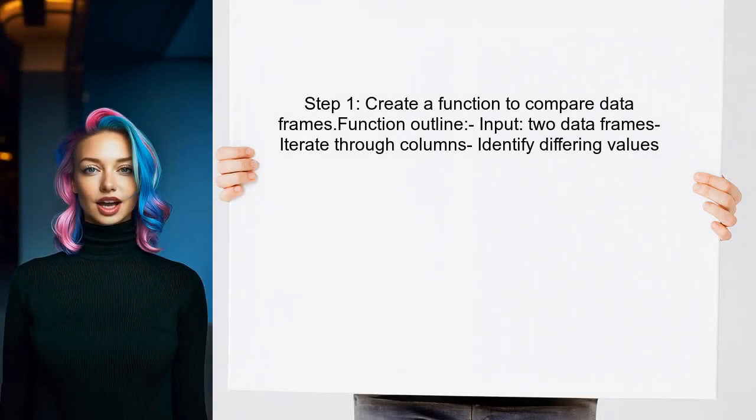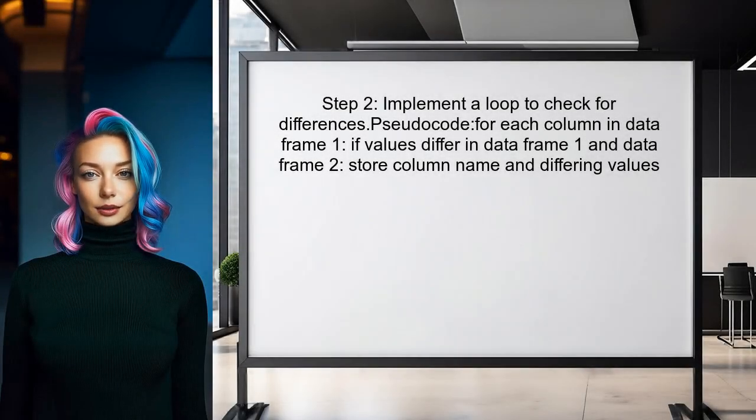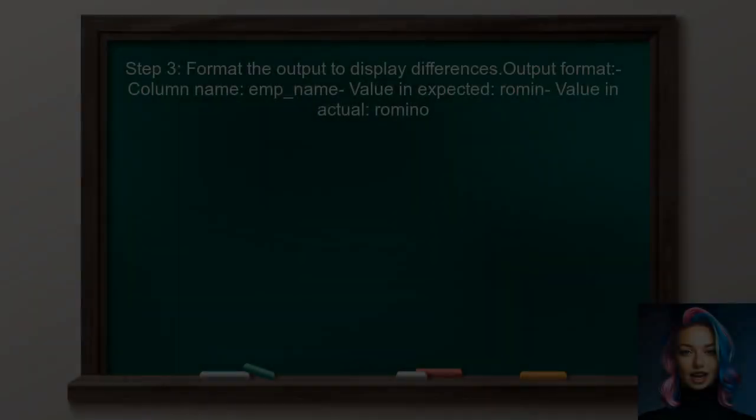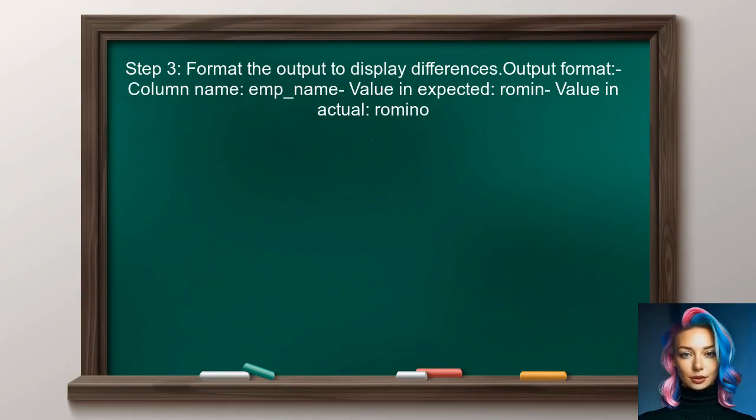To compare the two data frames and identify the differing columns, the user should first create a function that takes both data frames as input. This function will iterate through the columns to find discrepancies. Next, the user should implement a loop that checks each column for differences. If a difference is found, the user can store the column name and the differing values for later display. After identifying the differing columns, the user can format the output to clearly show which columns have differences and what those differences are. This can be done using a simple print statement.